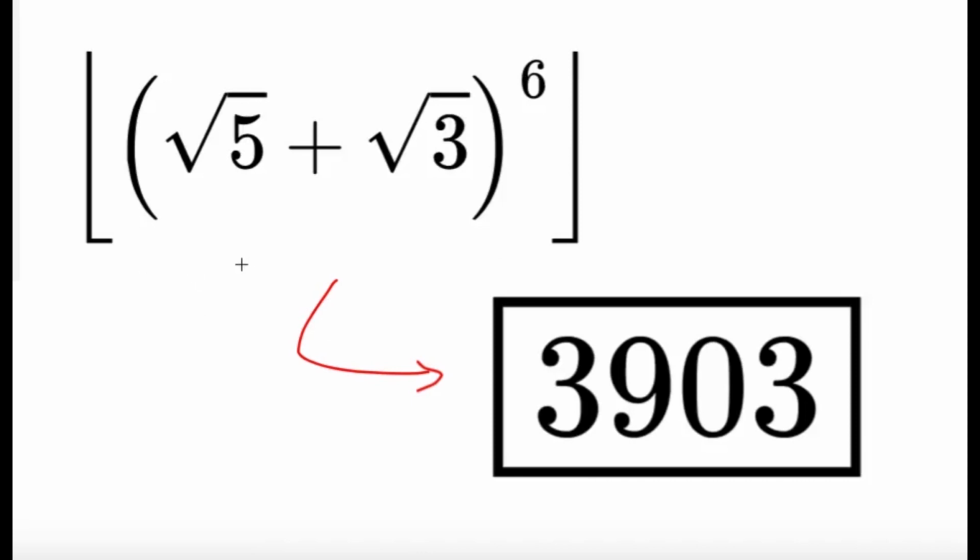The floor, or the greatest integer less than or equal to this value, is going to be 3,903, because we can view this number as 3,903 point something. We have no idea what the something is, but we know it's going to be of that form. And there we go. The answer to the question is 3,903.